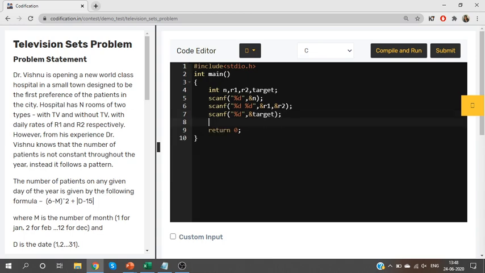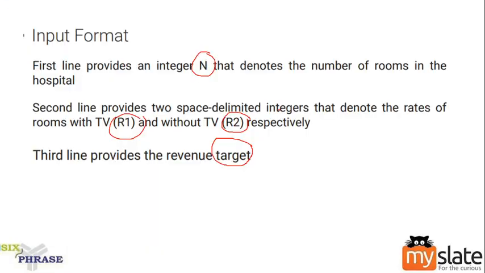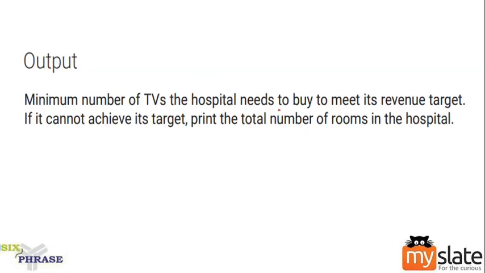Okay, so in the output you should say how many TVs are required. Look at the output format: minimum number of TVs the hospital needs to buy so as to meet its revenue target. Can you understand? How many TVs should it buy so that it can meet the revenue target?